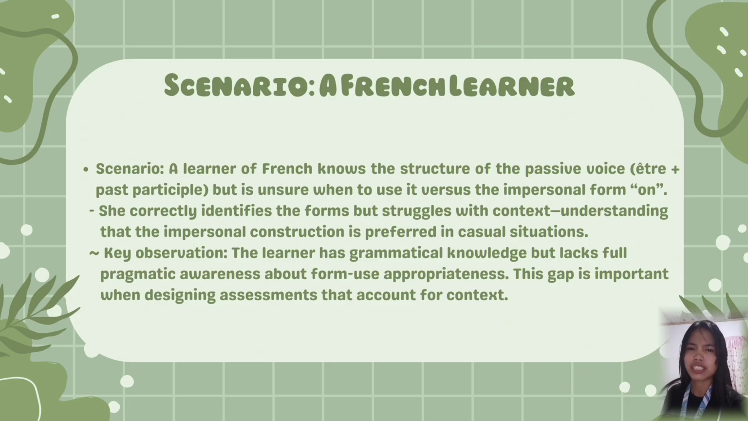Let's look at a real example. A French learner knows how to form the passive voice, but doesn't know when it's appropriate. She uses "the meal was eaten" instead of the informal "on a mangé." Key observation: the learner has grammatical knowledge but lacks full pragmatic awareness about the appropriateness of form use.